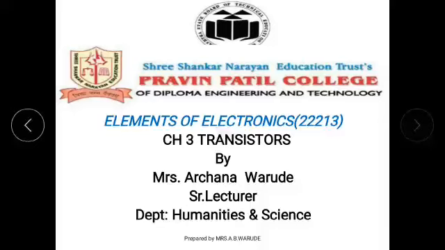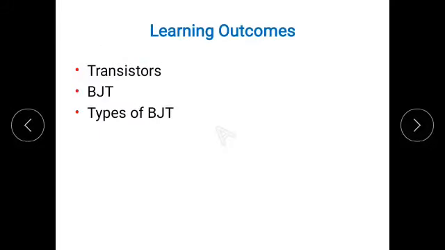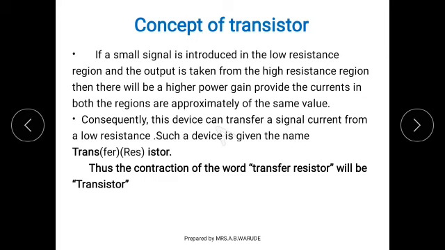Today we are going to start chapter number 3 of Elements of Electronics, and the title is Transistors. After watching this video, you will be able to understand what is meant by transistors, what is the full form for BJT, and what are the different types of BJT. First we see the concept of transistor.